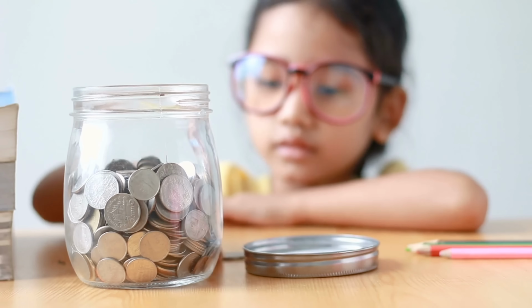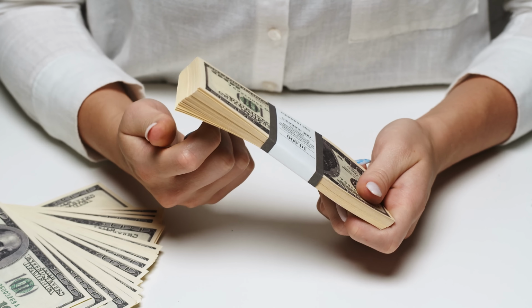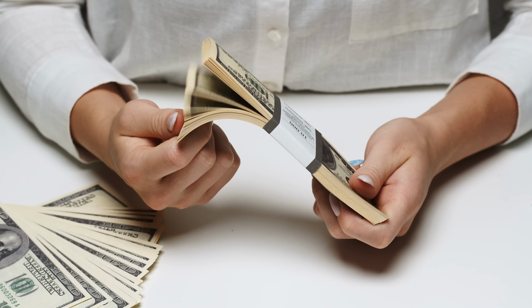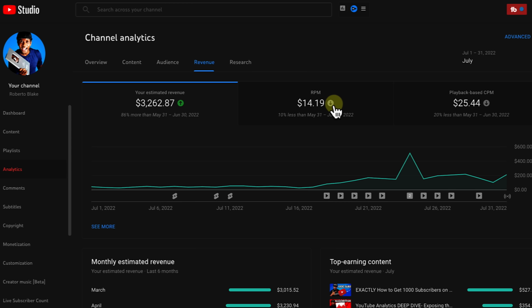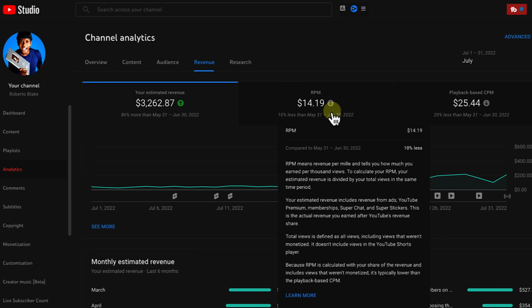The average YouTuber makes between $1 and $5 CPM rates on their YouTube AdSense revenue, which is why even if you get 1 million views on YouTube, you're probably only going to make between $1,000 and $1,500 for those 1 million views. But what if you had a CPM rate that's closer to mine? What if you had a CPM rate that was somewhere between $20 and $35 on your videos?